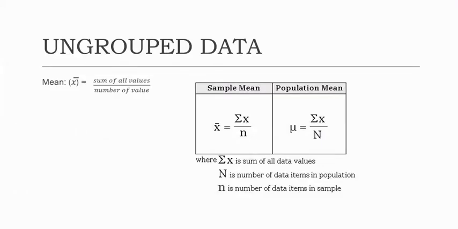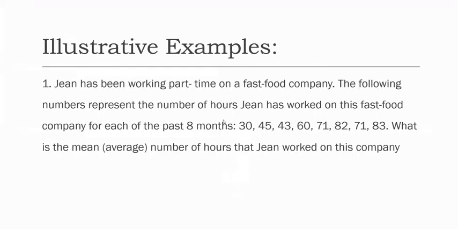That's all, where summation of x is the sum of all data values, and capital letter N is the number of data items in the population, while if you use the small letter n, it represents the sample size only.